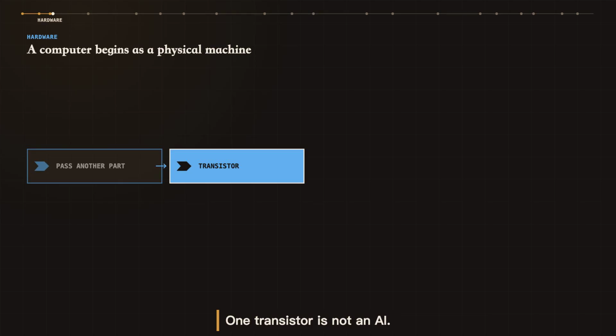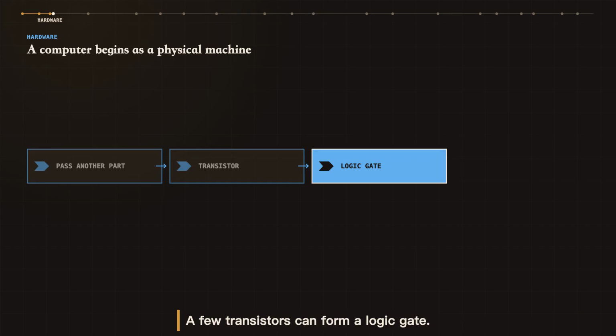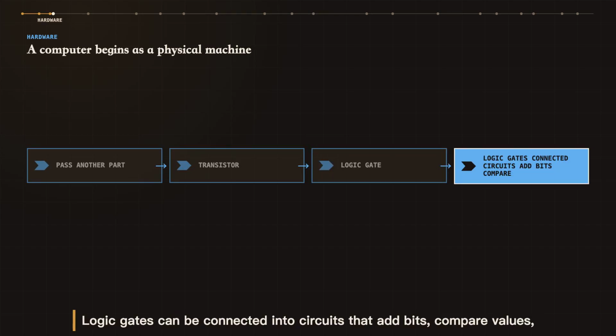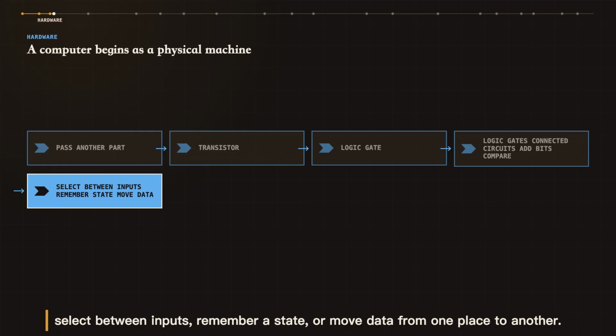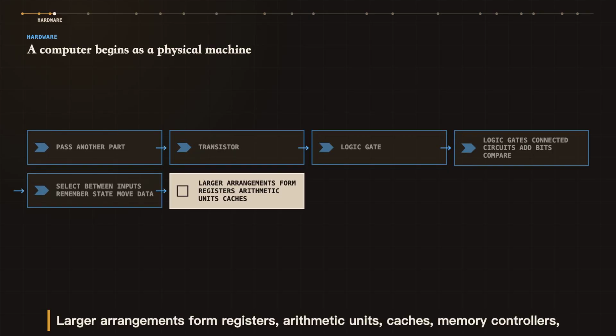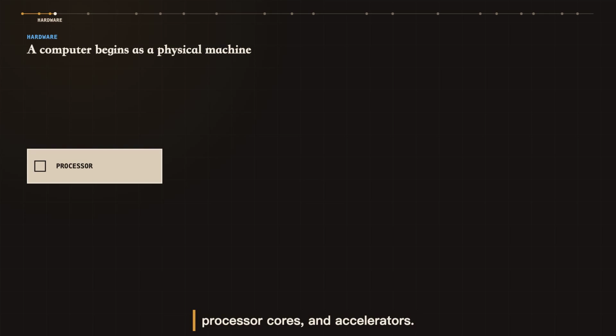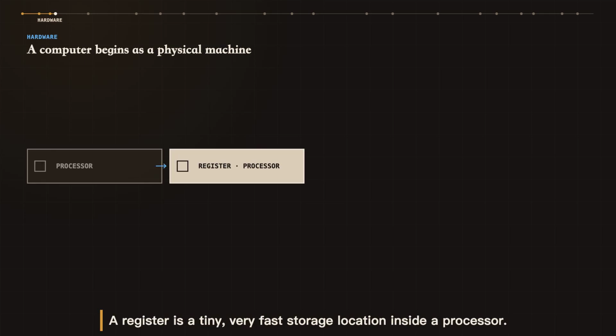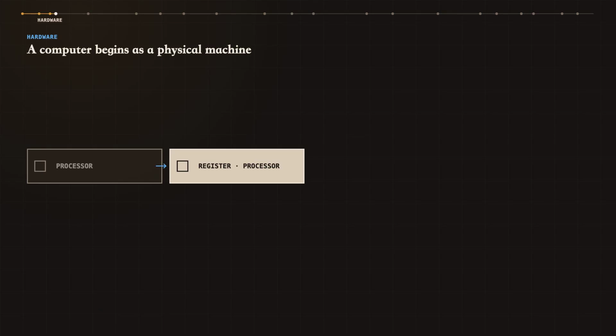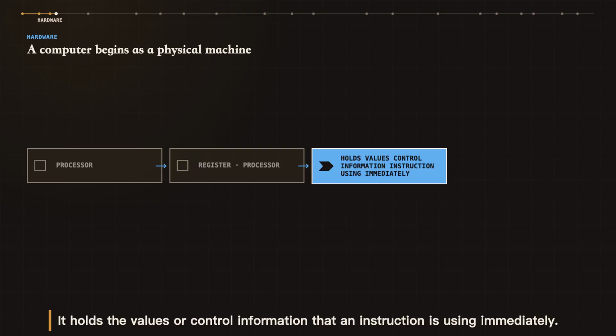One transistor is not an AI. A few transistors can form a logic gate. Logic gates can be connected into circuits that add bits, compare values, select between inputs, remember a state, or move data from one place to another. Larger arrangements form registers, arithmetic units, caches, memory controllers, processor cores, and accelerators. A register is a tiny, very fast storage location inside a processor. It holds the values or control information that an instruction is using immediately.